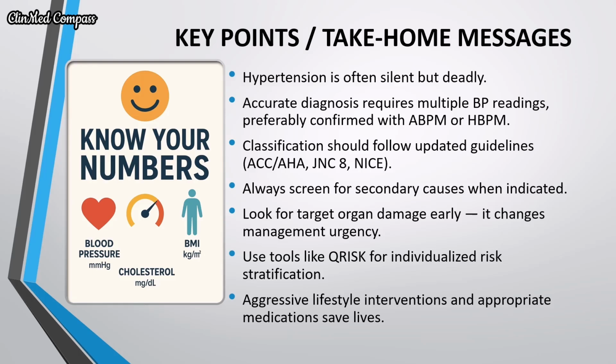Use updated guidelines to guide treatment decisions. Always screen for secondary causes when the presentation is atypical or resistant. Identify and evaluate target organ damage early. It affects prognosis and treatment urgency. Use tools like QRISK to tailor management based on cardiovascular risk, not just blood pressure alone. Do not underestimate the power of lifestyle changes like exercise, diet, and weight control. They are as important as medication. These principles will help you manage hypertension more effectively and reduce long-term complications.